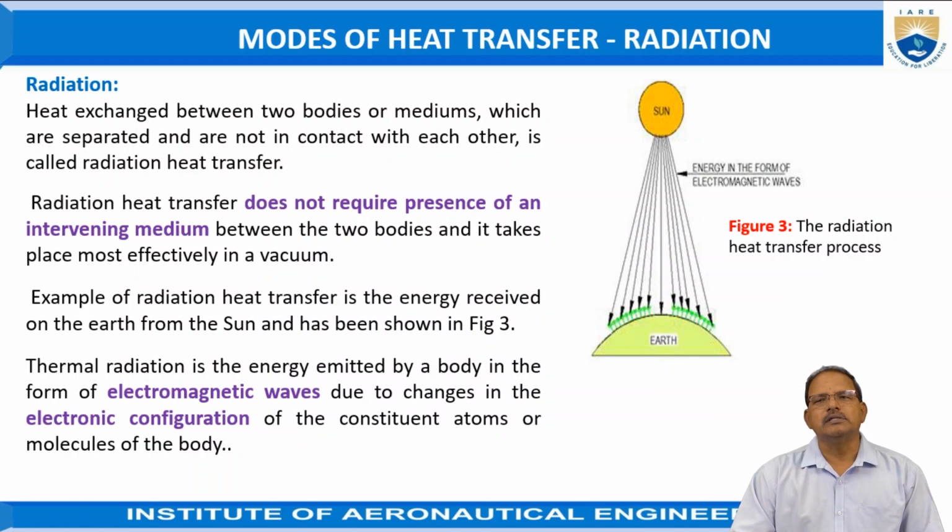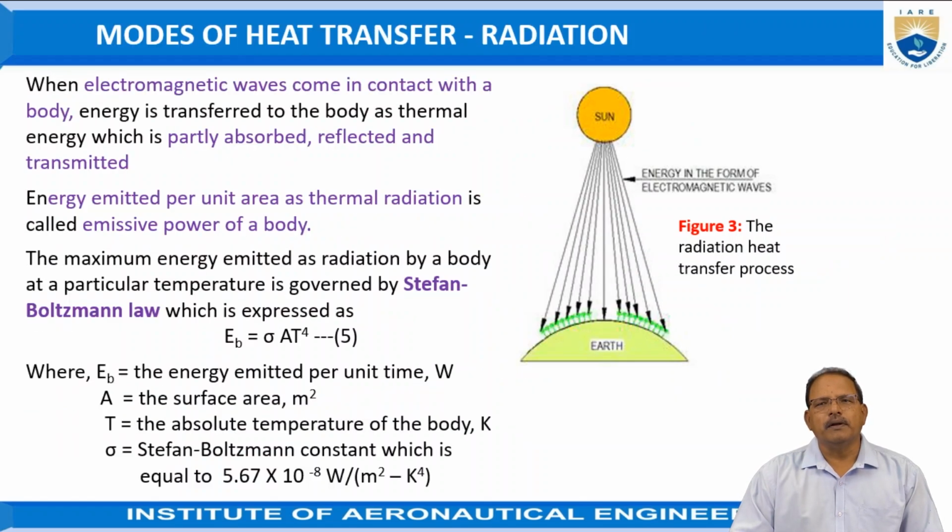In thermal radiation, the heat energy is emitted by a body from higher temperature to lower temperature only because of the movement of electromagnetic waves, due to a change in the electronic configuration of the constituent atoms or molecules of the body. The energy emitted per unit area as thermal radiation is called the emissive power of the body.